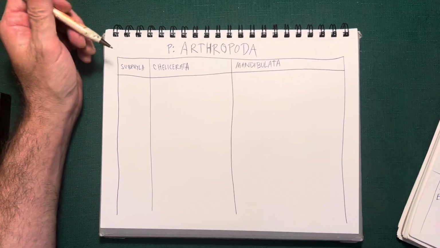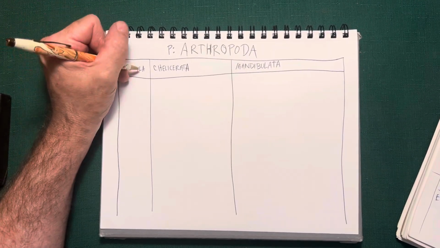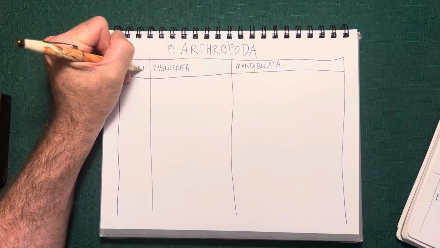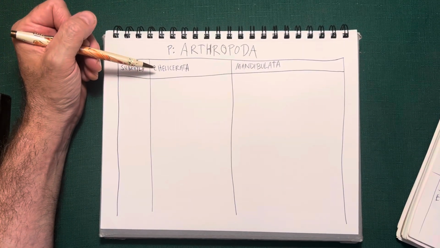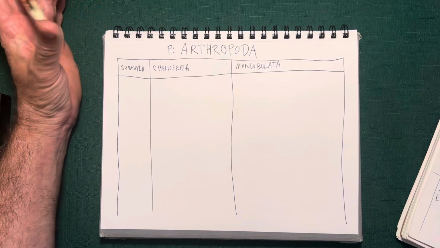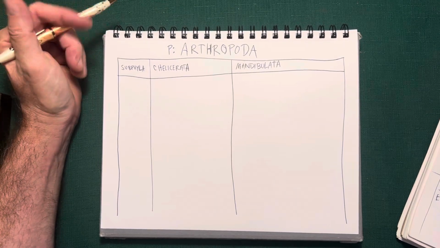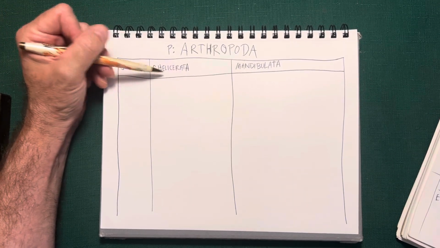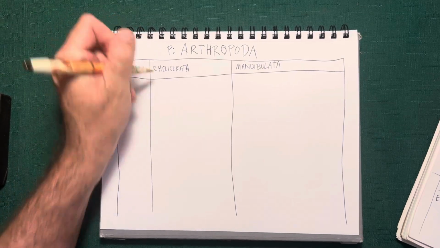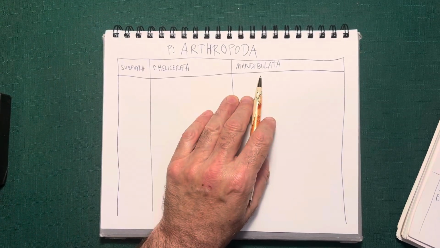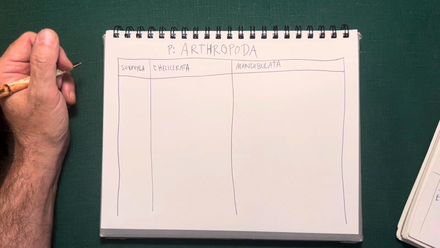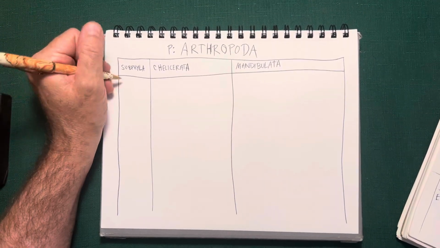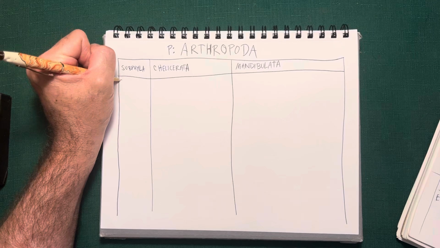All right, so these 2 subphyla are defined by different arrangements of the mouth parts. So the Chelicerata have mouth parts that are more hand-like or chelate. It's what Chelicerata refers to. Mandibulata means mouth parts that are more jaw-like, you have a mandible.